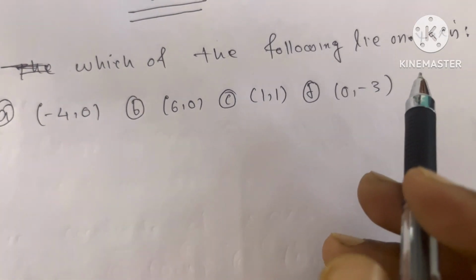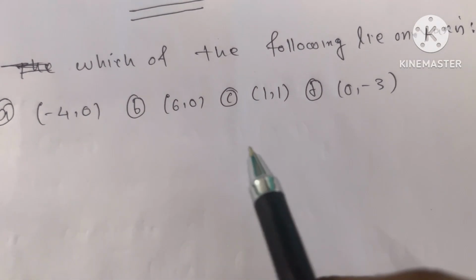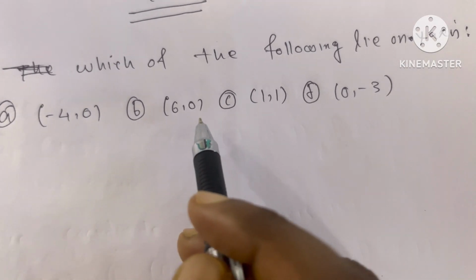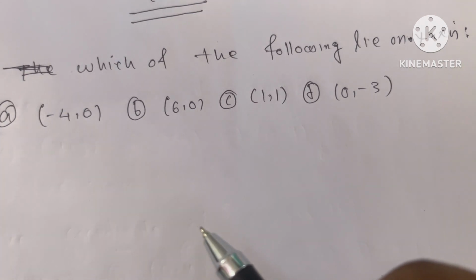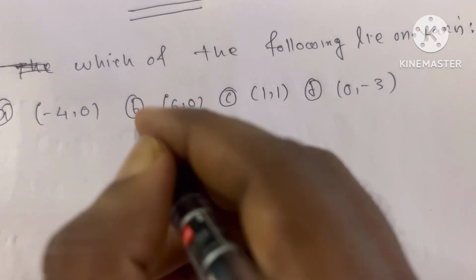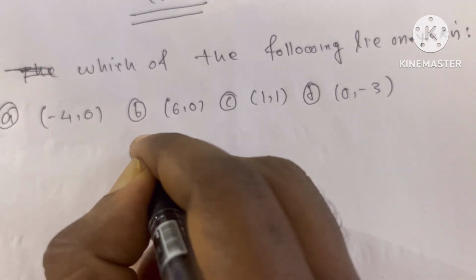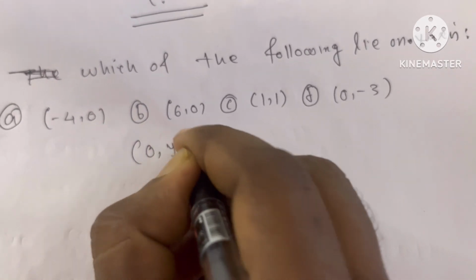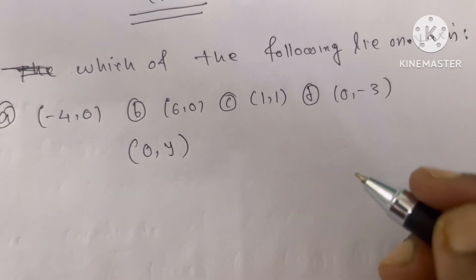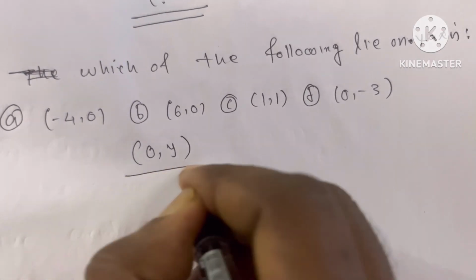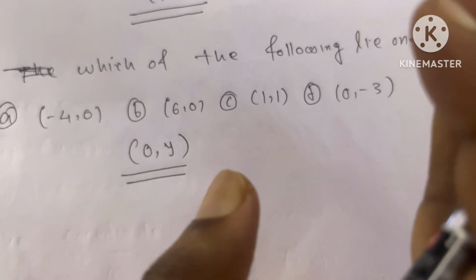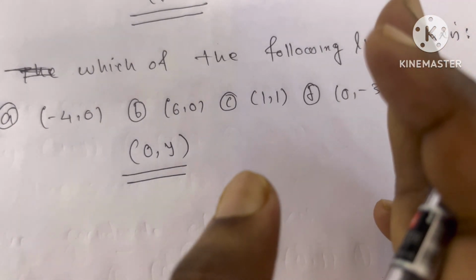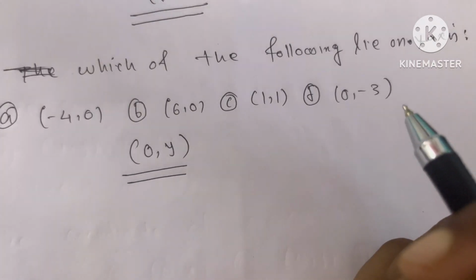Which of the following lies on the y-axis? A: (-4, 0), B: (6, 0), C: (1, 1), D: (10, -3). This is very simple, same as question number 8. As you know, coordinates in the form of (0, y) always lie on the y-axis, because on the y-axis the x coordinate is 0. So when the x value is 0 and y is any number, that coordinate always lies on the y-axis.